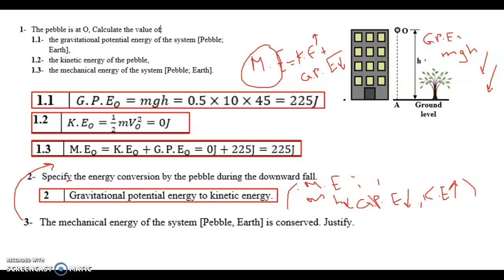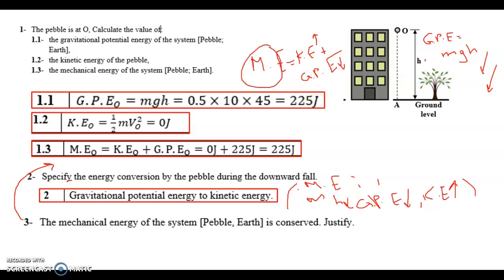Specify the energy conversion by the pebble during the downward fall. What happens is that as the object falls down, its height decreases, and thus its gravitational potential energy decreases because GPE is directly proportional to the height. So when the height decreases, the kinetic energy increases because the mechanical energy is conserved in this case. So in order to keep this sum constant, as GPE decreases, kinetic energy increases. That's why in this case, the energy is being converted from the stored energy GPE to kinetic energy.